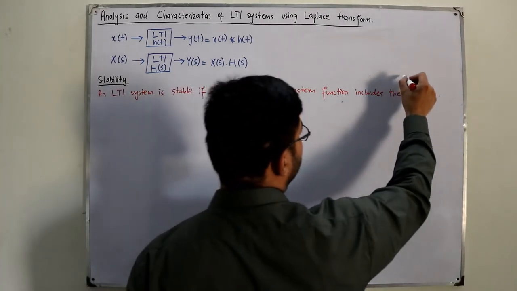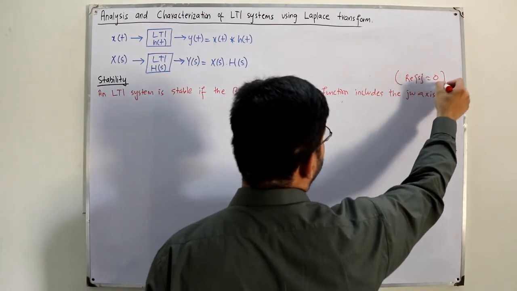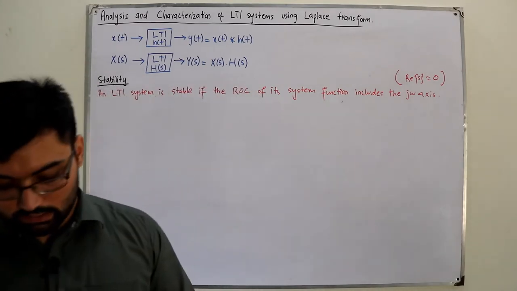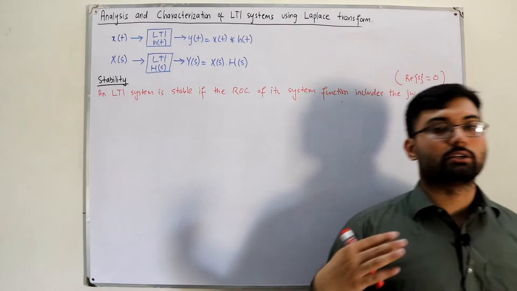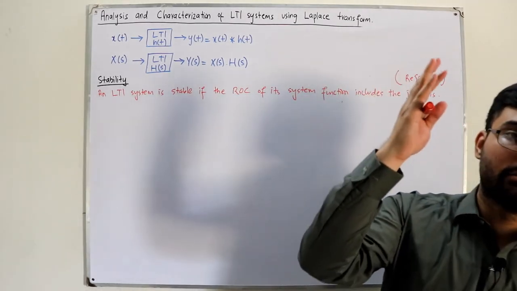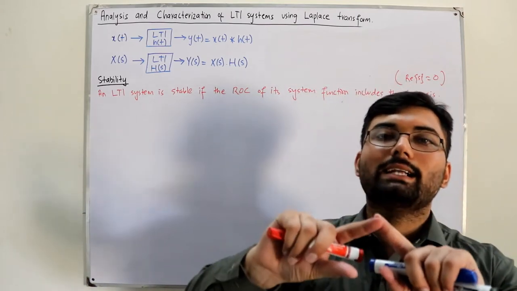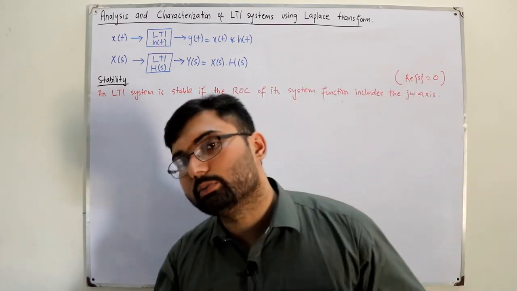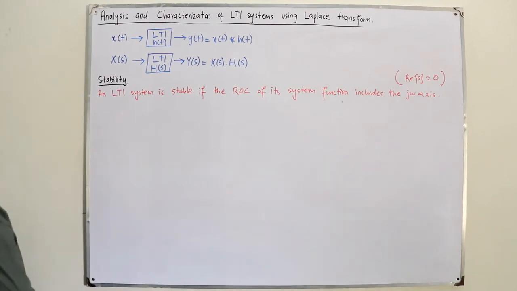What does this mean? This means that real of s is 0. We know this very well from the Fourier transform. The Fourier transform is calculated on the j omega axis. The Fourier transform is the Laplace transform calculated on the j omega axis. So if you are able to calculate the Fourier transform, this means the system is converging, which means the system is stable. That is very simple.